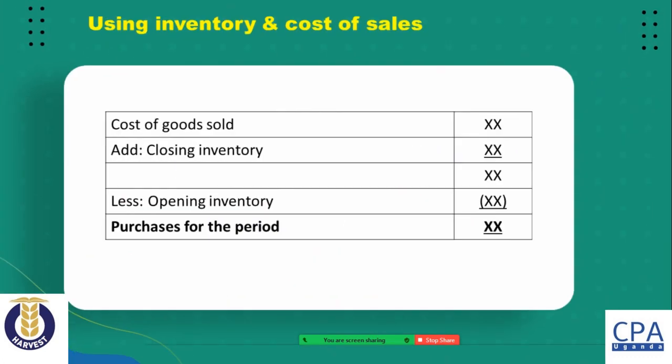On the other hand, we can still use inventories and cost of sales. So when you're given the cost of sales and inventories, this can be another way of deriving the purchases for the period. We shall have the cost of goods sold, add on to that the closing inventory. The figure you get, deduct the opening inventory. The figure that comes down here will be the purchases for the period.